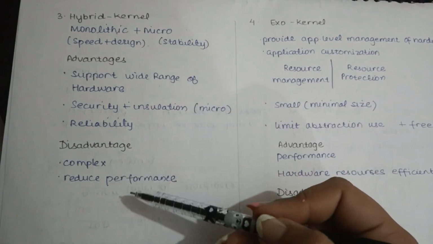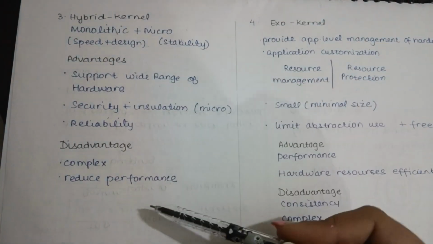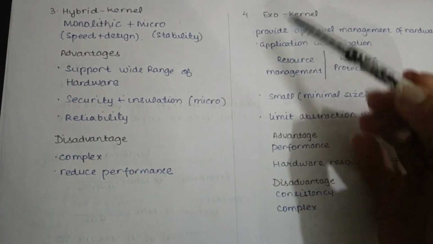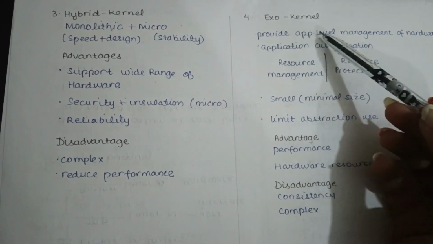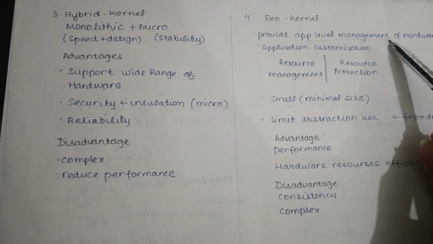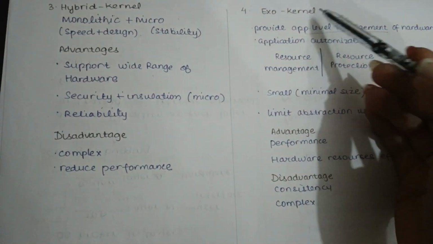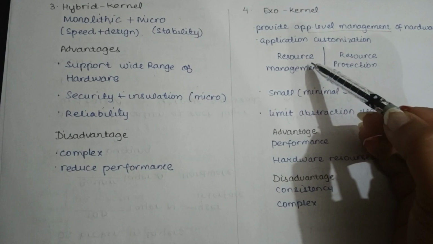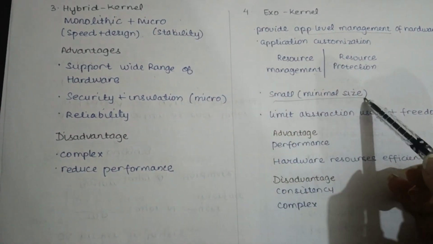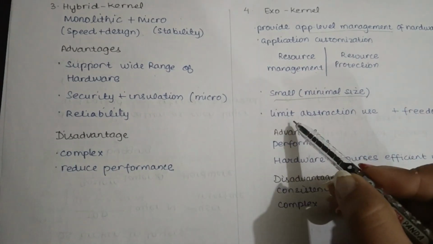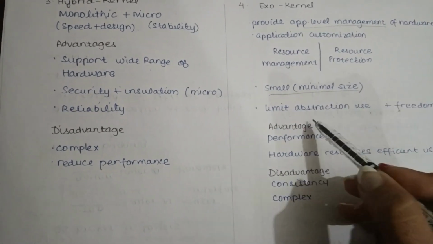It is complex and it reduces the performance, because these two have different workings and ultimately the performance is reduced. And number four is the exokernel. It provides application-level management of hardware. So application-level management is provided by the exokernel. It provides resource management and resource protection. It is small in size, which is a plus point, it has limited abstraction use, and there is also freedom.